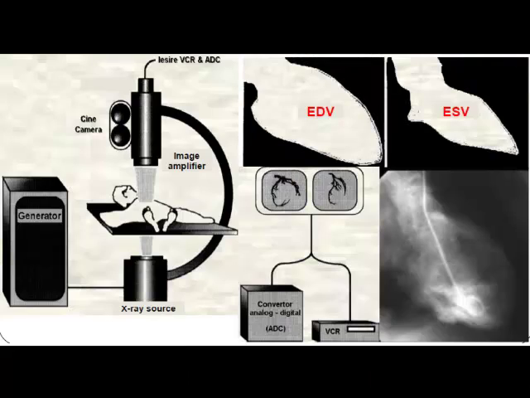Now we're going to see a picture of the left ventricle angiography. This is another picture with a left and right catheterization.